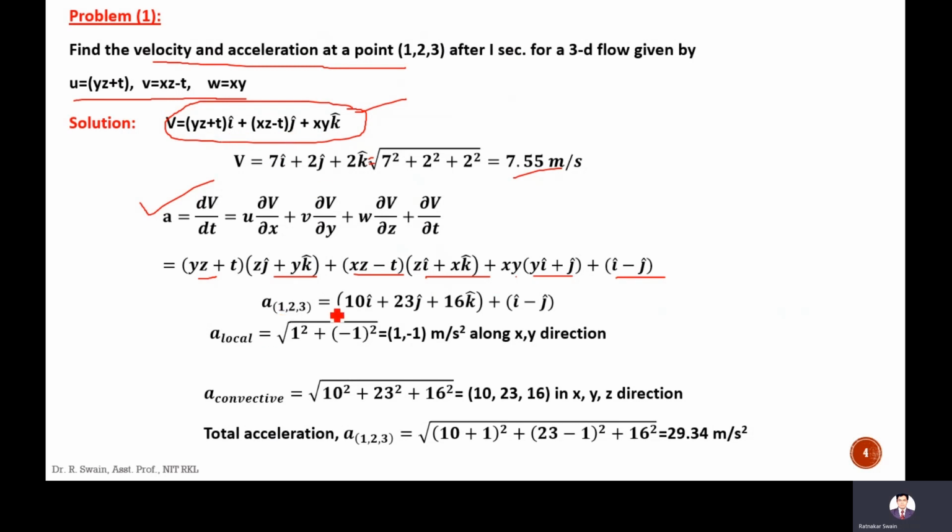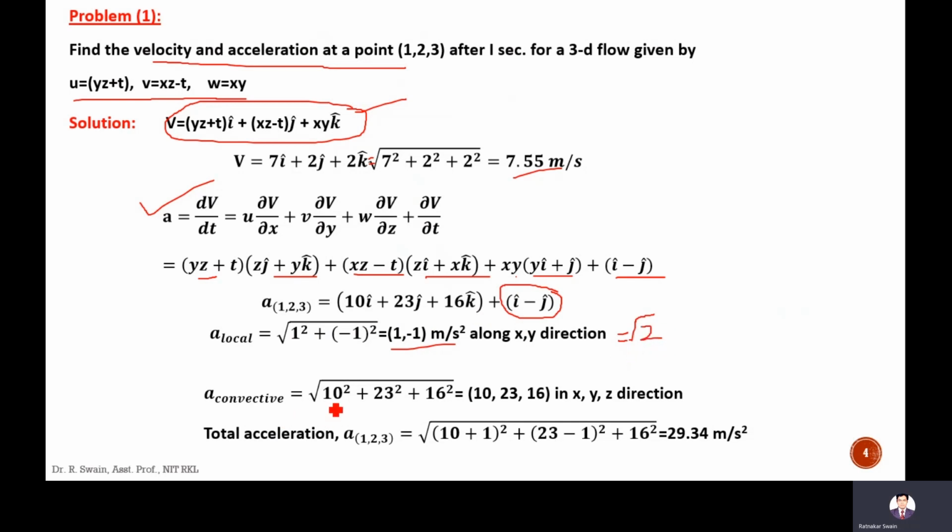So at the 1, 2, 3 point, if we put the x, y, z values as 1, 2, 3, then you will get 10 i cap plus 23 j cap plus 16 k cap, plus i cap minus j cap. This term, i cap minus j cap, is the local acceleration. Its magnitude is the square root of 1 square plus minus 1 square, which is root 2 meters per second square.